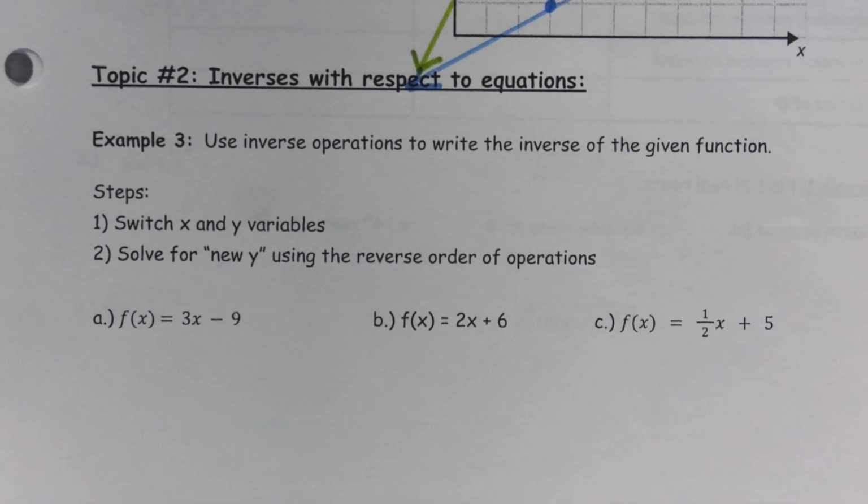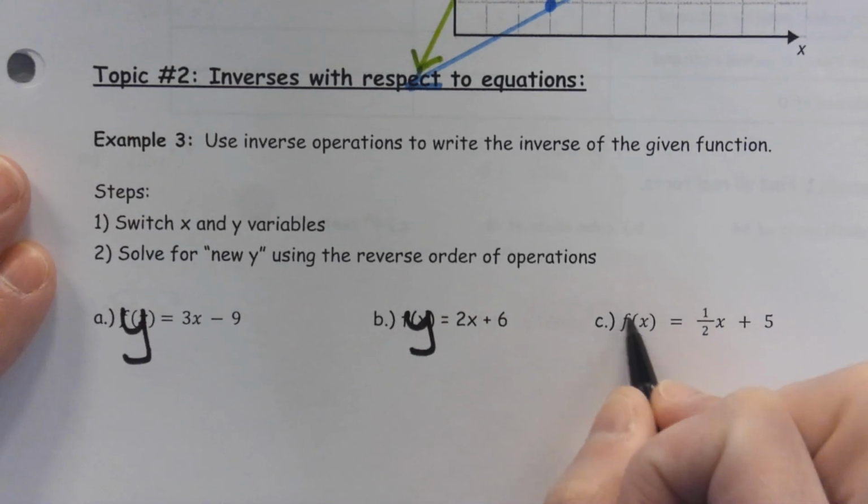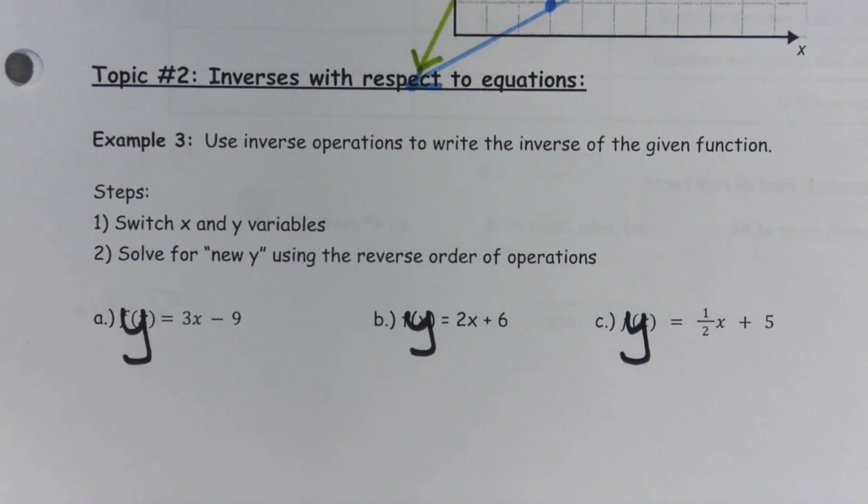Which of those things is actually y? It's a fancy way of saying y. F of x, that's exactly right. So this is a y, this is a y, and this is a y. So I'm just going to write right over them. So that's kind of step 0 before you even start: you can't switch x and y if there's no y. So we need those y's.